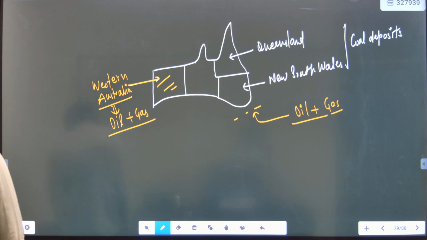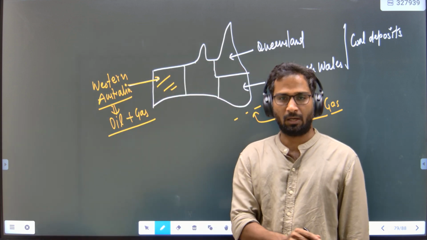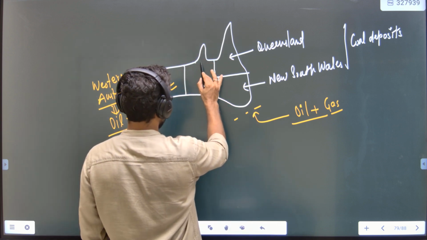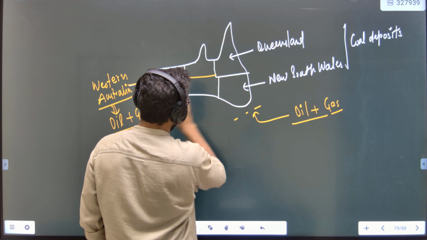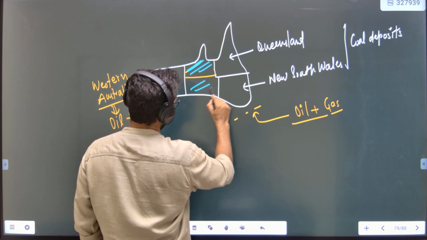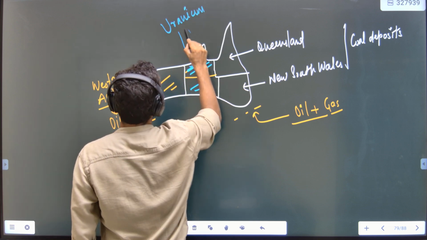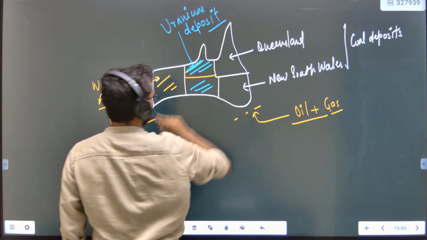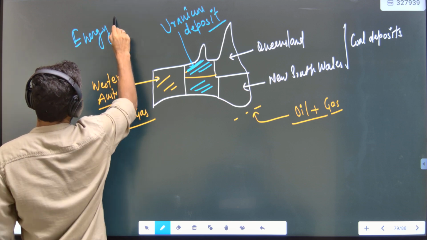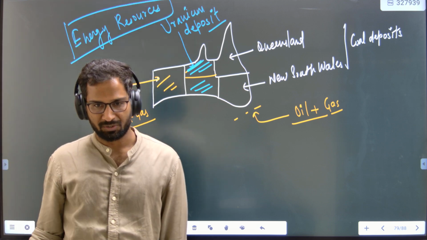Then next, let's look into the uranium deposits. So Australia is among the largest producers and exporters of uranium in the world. So this part of Australia, this northern part, and this southern part, this is famous for uranium deposits. So these are the energy resources of Australia. Energy resources of Australia. Okay.